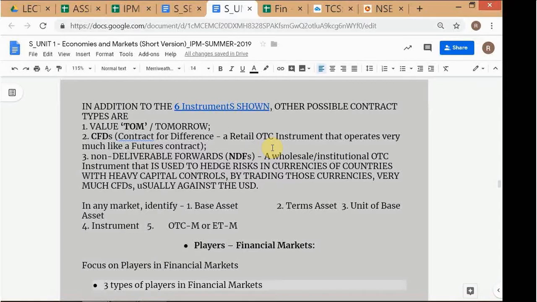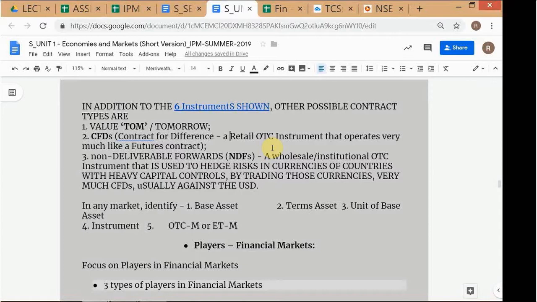You should know that there is such an instrument, CFD, which is contract for difference. We are not going to go into the operation of that. It's just like an OTC market futures contract. That's essentially how it works. But it's a retail instrument. Nobody in the institutional market uses CFDs unless they're trading with retail customers.